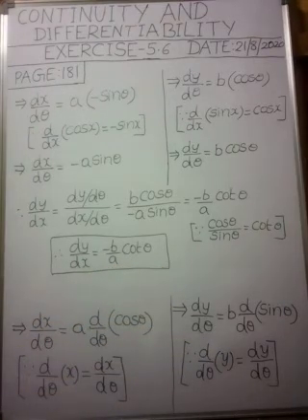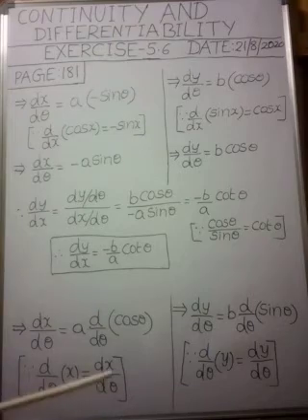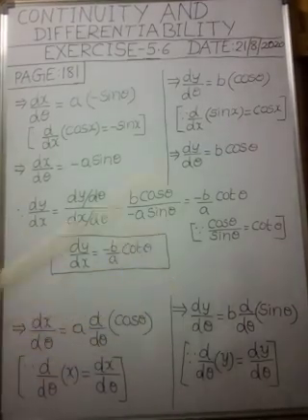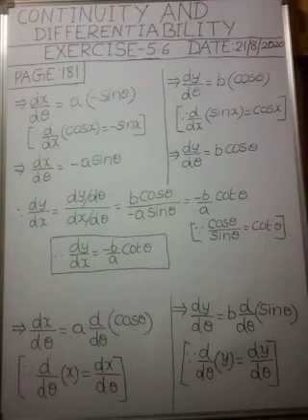If you observe question number 2, I just changed the function. Actually the function is x equal to a cos theta and y is equal to b cos theta, but I changed the function, y is equal to b sin theta. Okay, my dear children, but the procedure is the same.